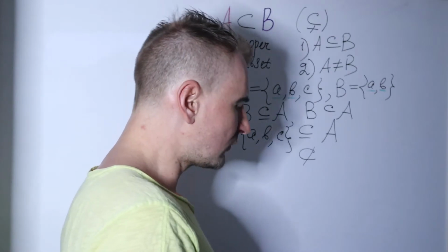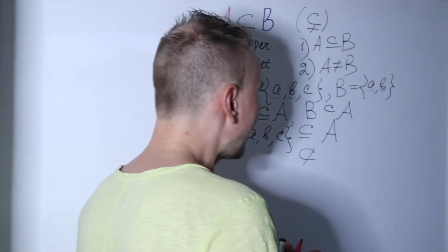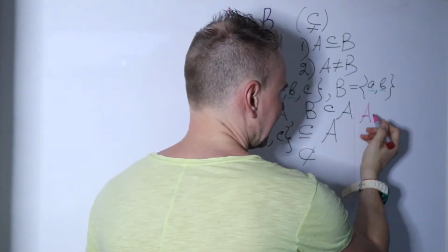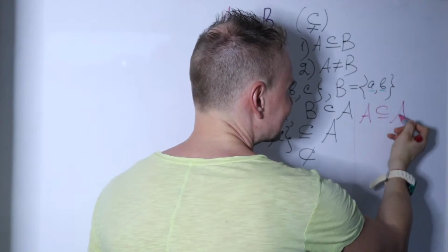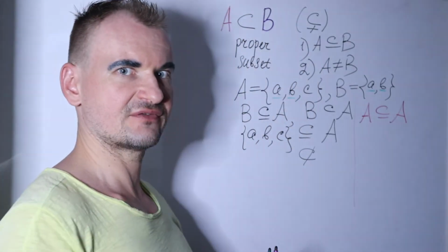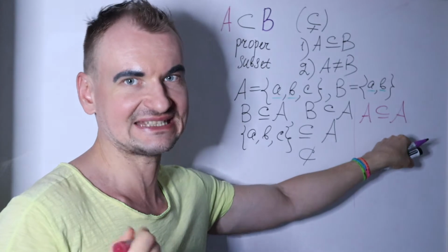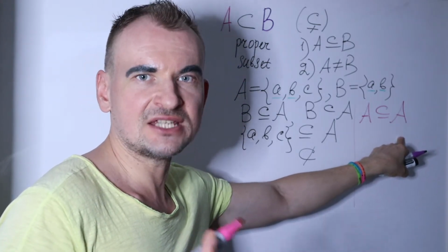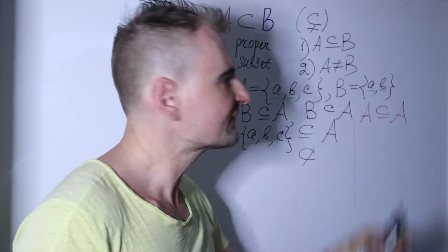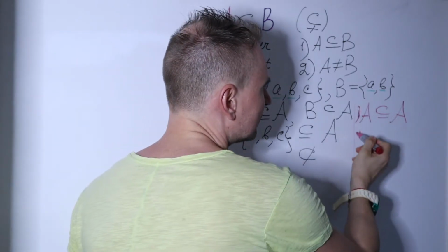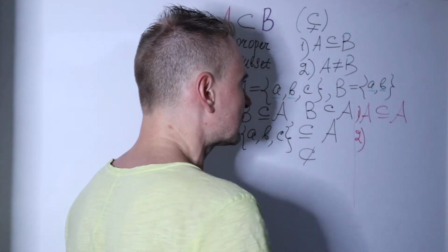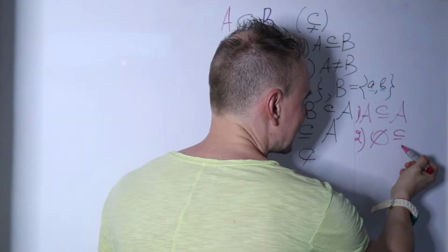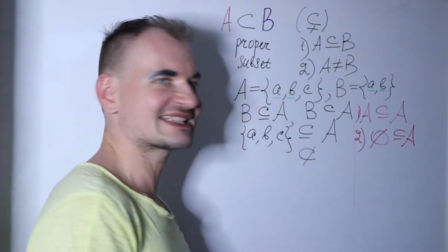Kind of a side note, notice that for any set A, A is going to be a subset of itself. It's always true for any set A. Why? Because A is basically equal to A. It's the same set. The second side note can be made based on the empty set, also a subset of any set A.